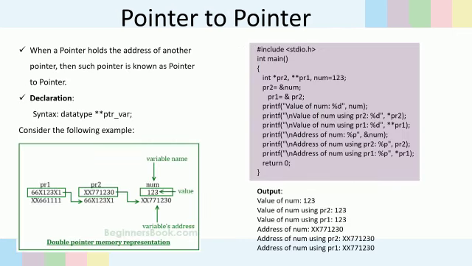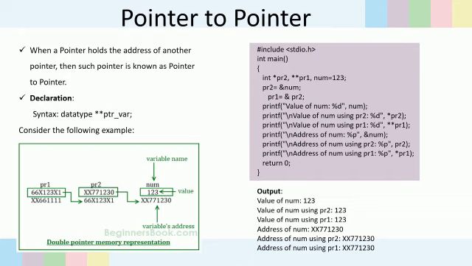Pointer to pointer. When a pointer holds the address of another pointer, then such a pointer is known as pointer to pointer. For example, if a normal pointer is used to hold the address of words, then a pointer to pointer would hold the address of sentences.